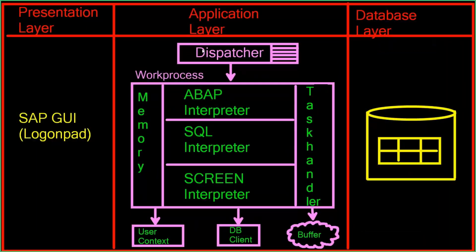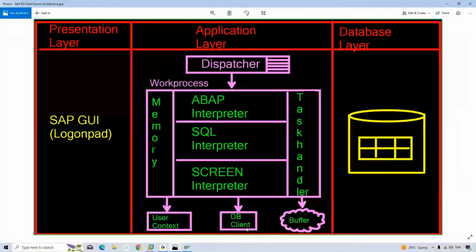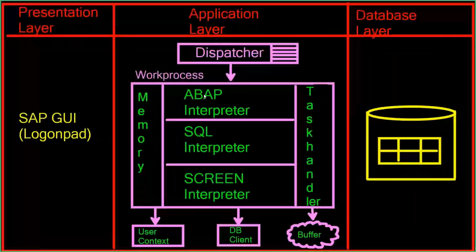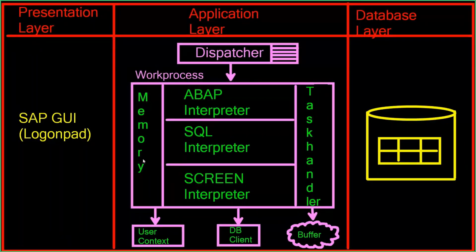See here, we have only one work process. In real time we have a number of work processes, but here we have taken only one work process. In this work process we have memory management. Based on the user request, memory is allocated.